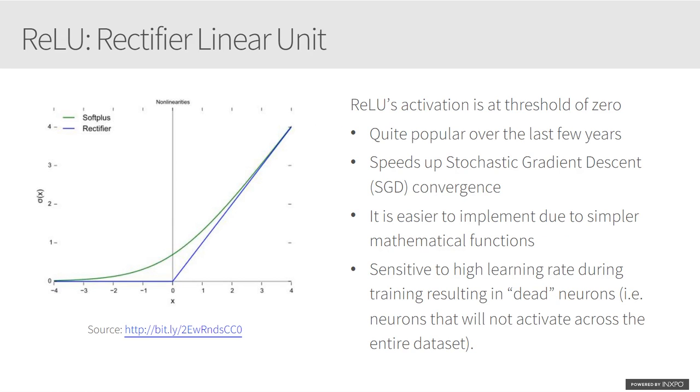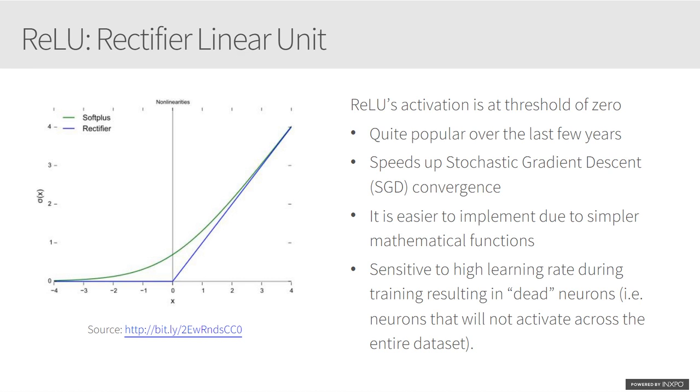Okay, and so now let's talk about rectifier linear unit. It basically has a threshold of 0. It's been quite popular over the last few years. Part of the reason why is because it really does speed up stochastic gradient descent. It's also easier to implement due to simpler mathematical functions. But the big concern, by the way, is that it is sensitive to high learning rates during training, resulting in dead neurons, i.e. neurons that will not activate across the entire data set.